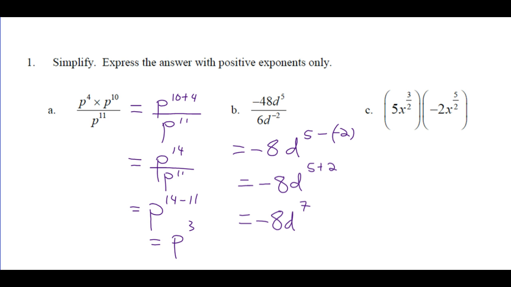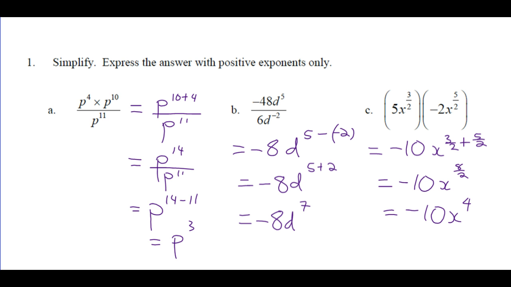Here we're multiplying 5 times negative 2, so we just multiply the numbers normally. I'm multiplying the exponents, right? The powers have the same base, they're both x, so I add the exponents. So I'm going to add 3/2 plus 5/2. So that's 8/2, and 8/2 is just 4.